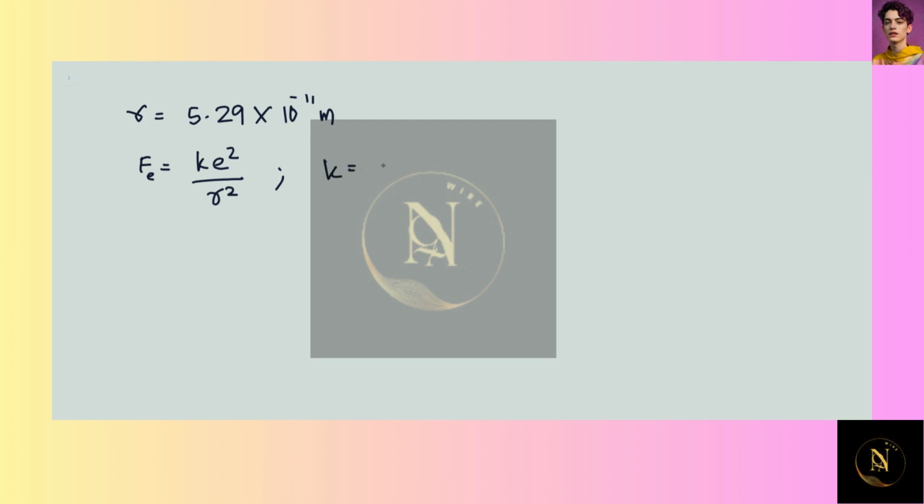is the Coulomb's constant, and it is equal to 9 times 10 to the power 9 Newton meter square over Coulomb square. e, as I said, is the electron charge and is equal to 1.6 times 10 to the power minus 19 coulombs. So that's the charge on each electron. And r is the distance between the two particles, and this equals the radius of the atom. So that's equal to 5.29 times 10 to the power minus 11 meter.